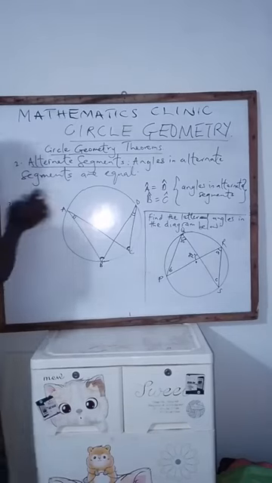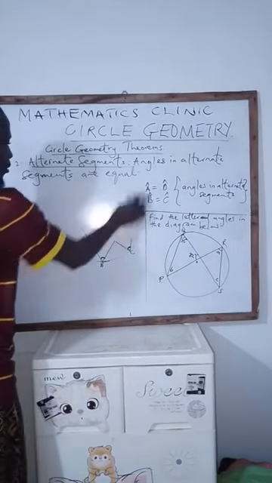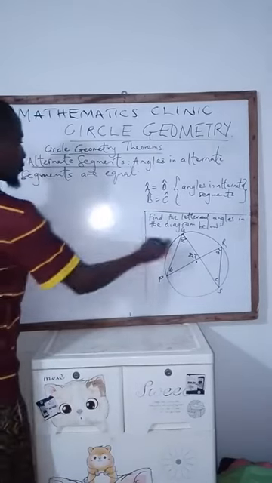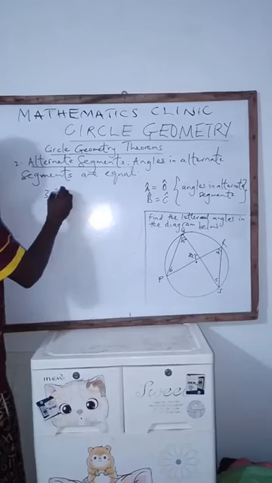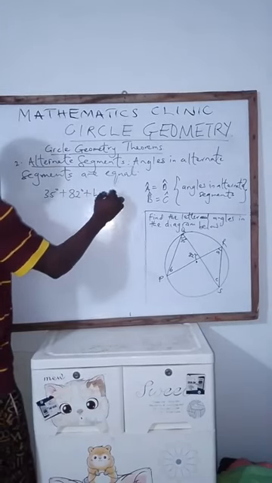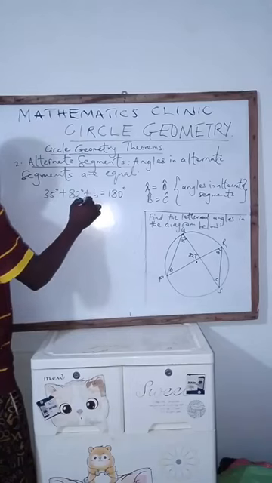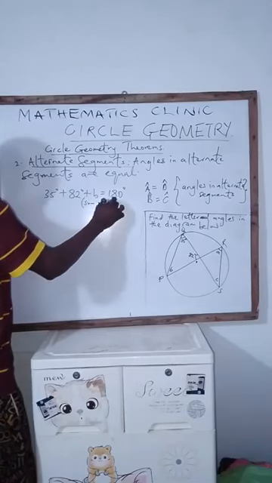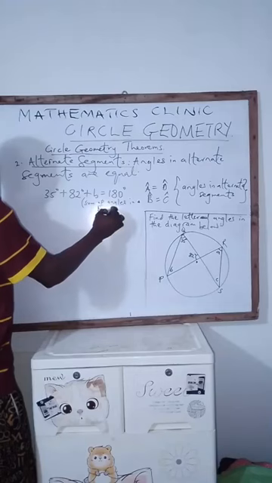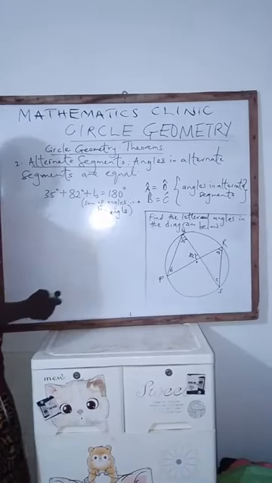Let me try and clean this so that it will be clearer. Yes. 35 plus 82 plus B is equal to 180 degrees. Why? Sum of angles in a triangle.